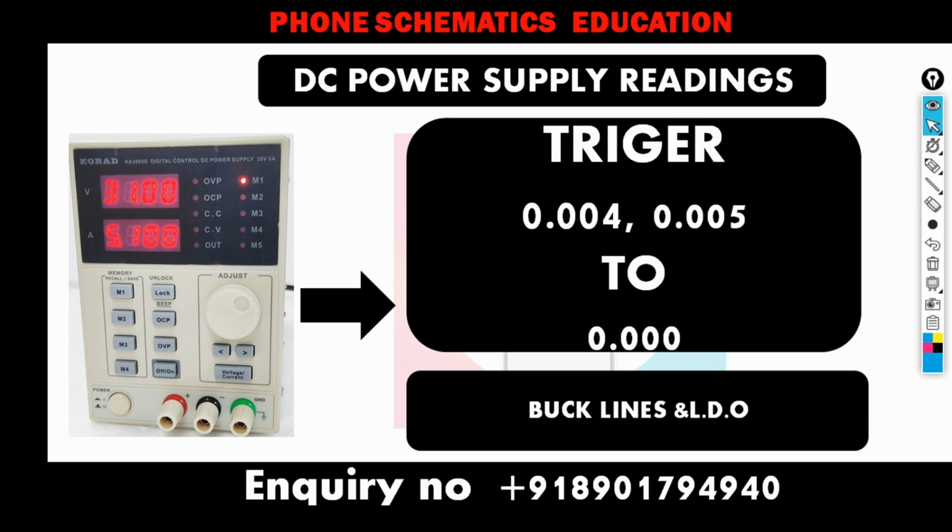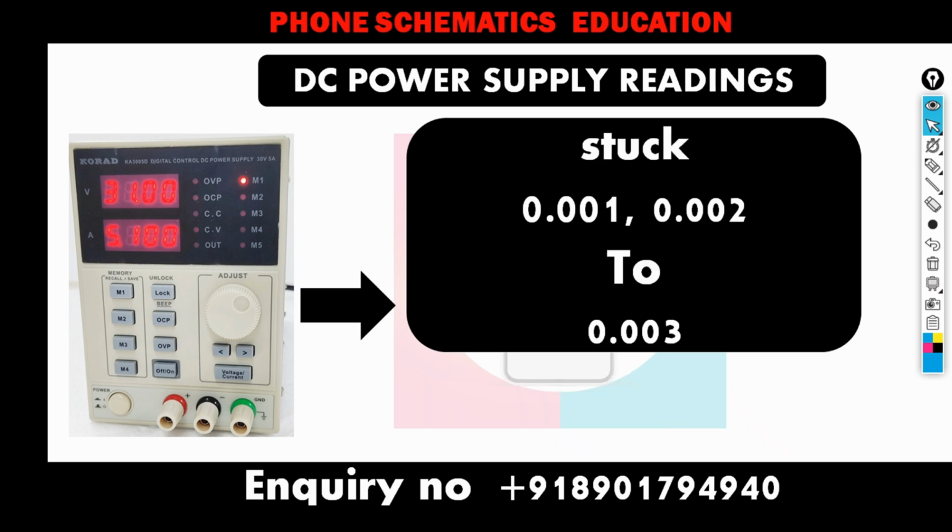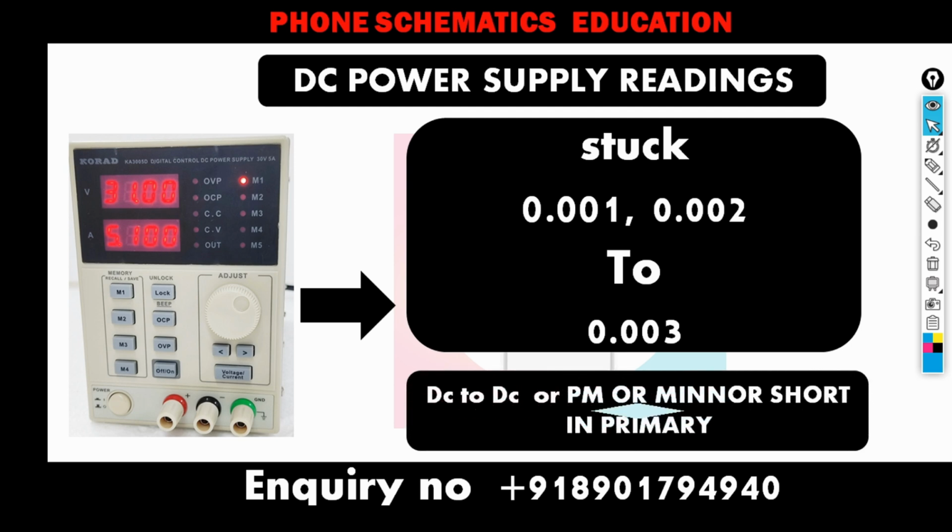So work on this. Now, in some cases, you will see when you connect a DC power supply with a boot cable, it's stuck on 0.12 and 0.3 without pressing the on/off button. This problem goes to the DC to DC IC, power IC, or minor shorting in your primary line.